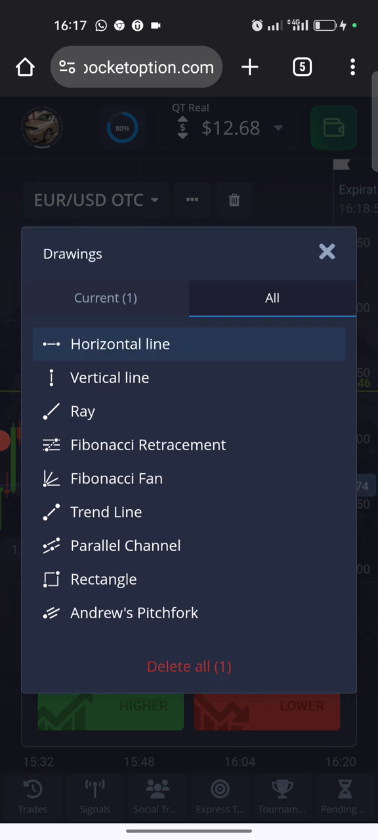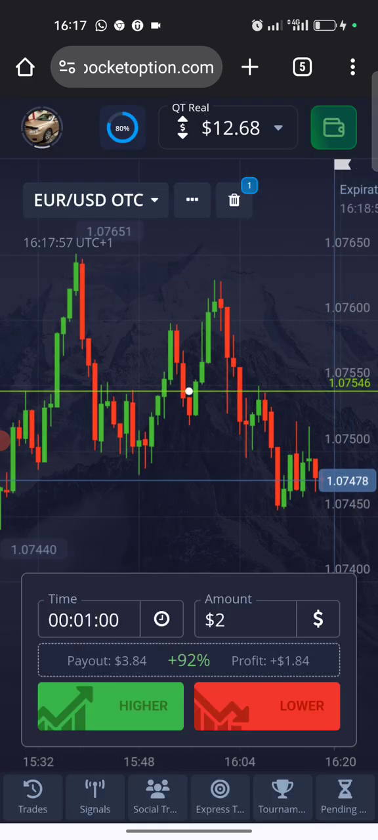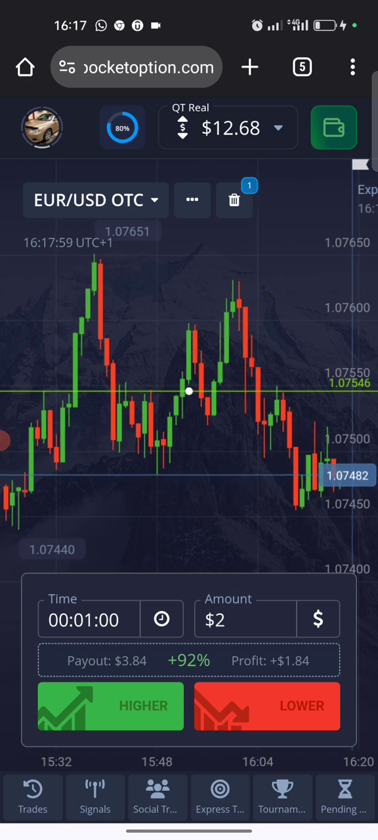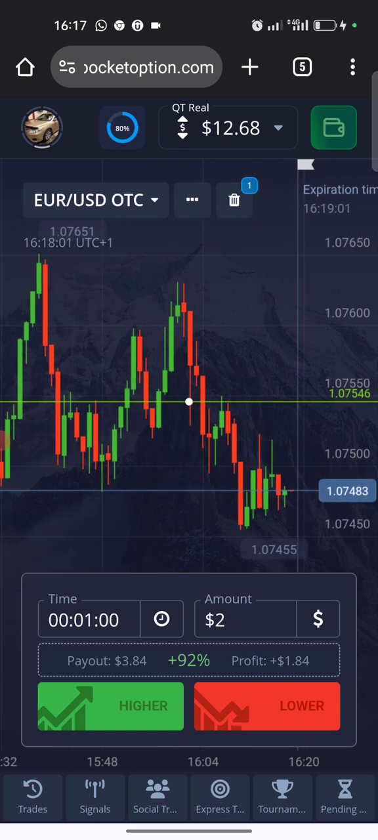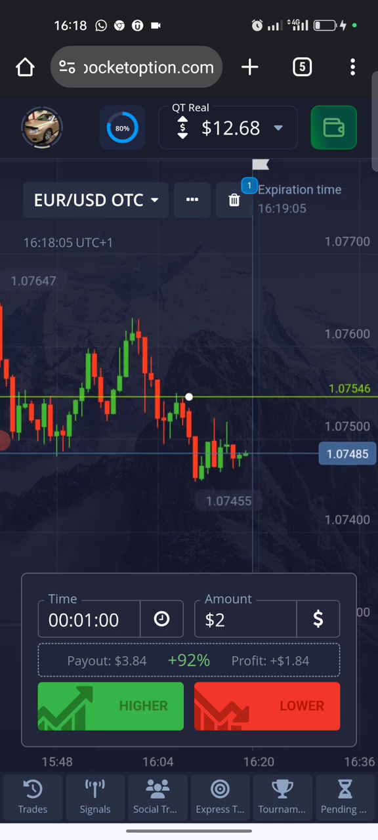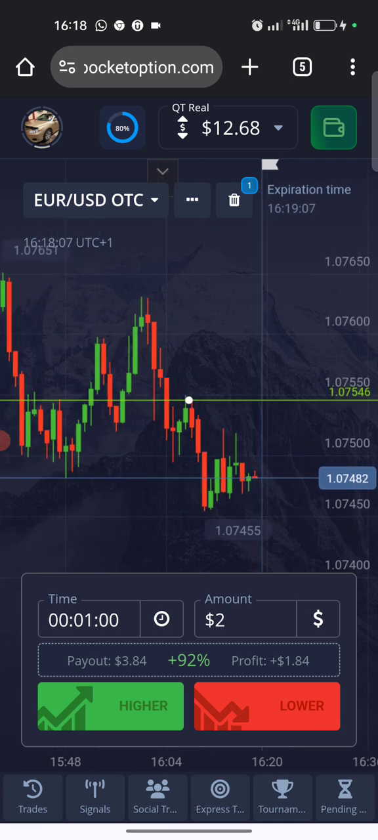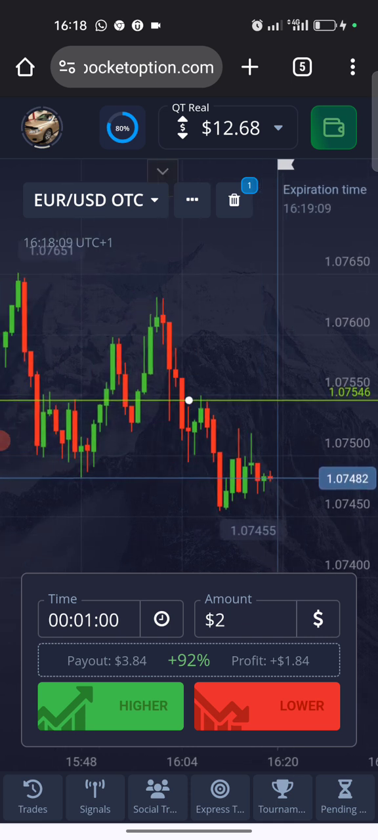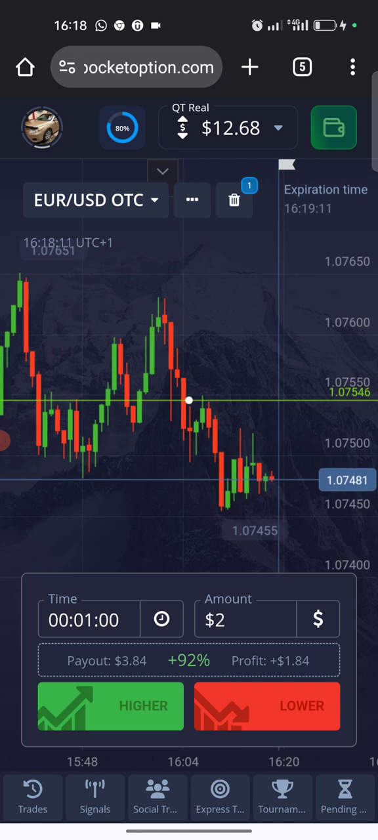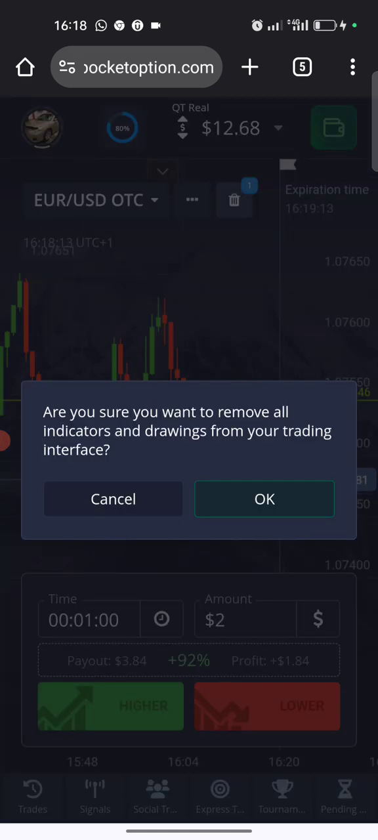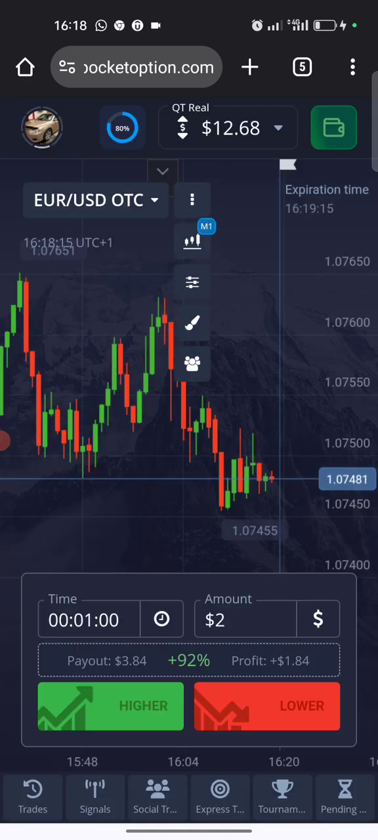Most especially we use the horizontal line here. That's what I use most especially, okay? This is it here. You can see it here. It's just for you to know how the direction of the market is going and where you are to buy or where you are to sell, okay? So that's just what it is used for, okay? Yes, so let me delete it and move to the next one. This one you don't actually need, so you just have to leave it there.